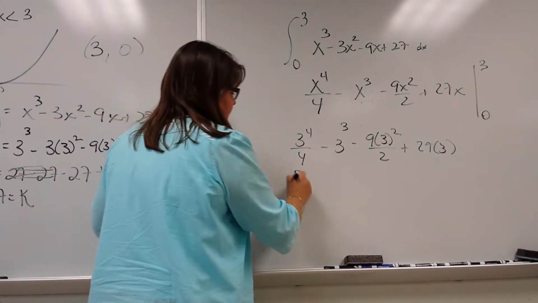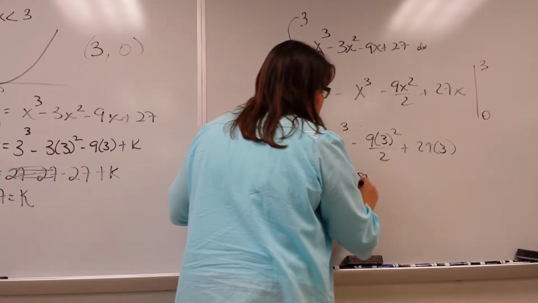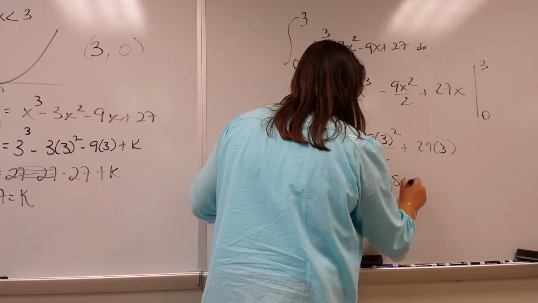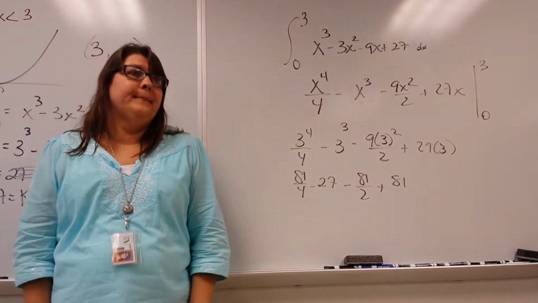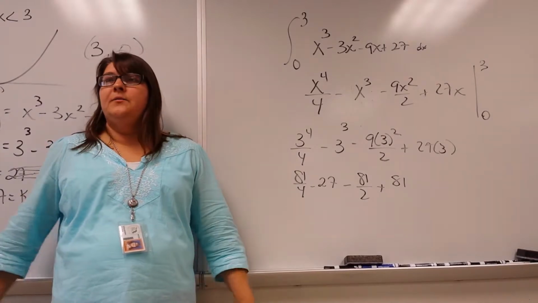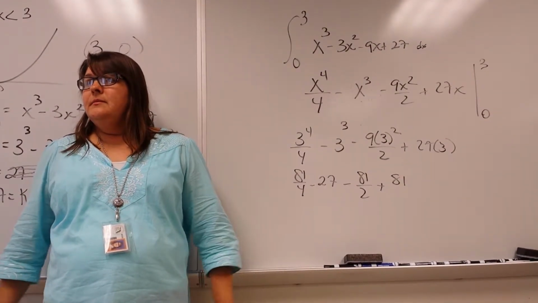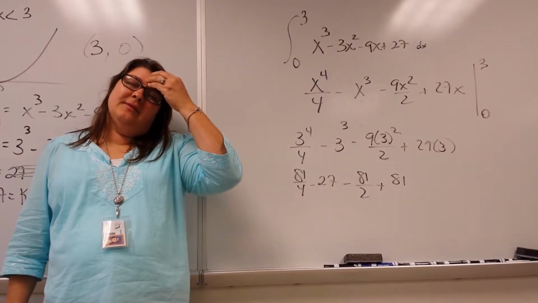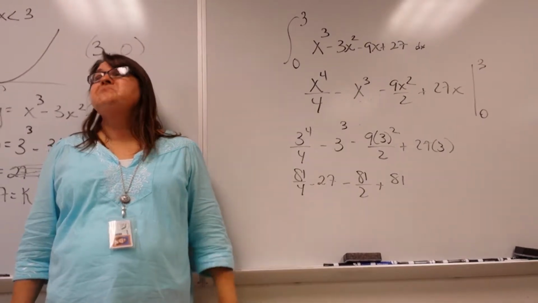81/4 minus 27 minus 81/2 plus 9 times 27, 81. Is that right? Yeah. And hopefully you guys can do the math for me. Weird fractions. I think if they don't say, I got 135. Yeah, 135 over 4. 135 over 4, cool.